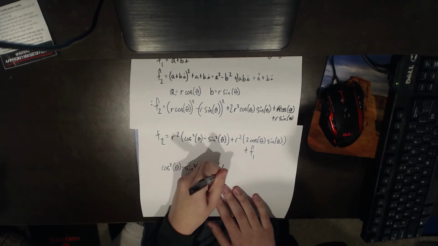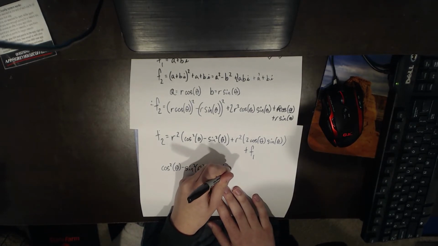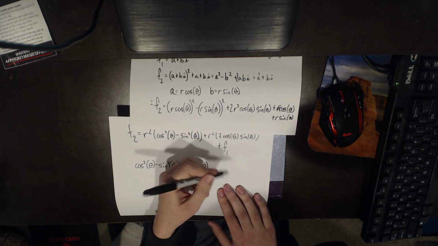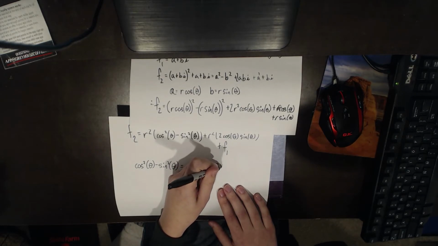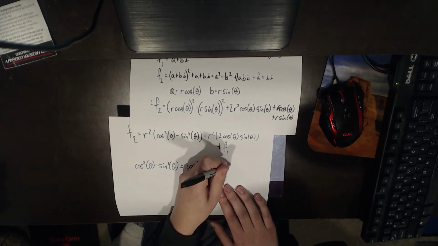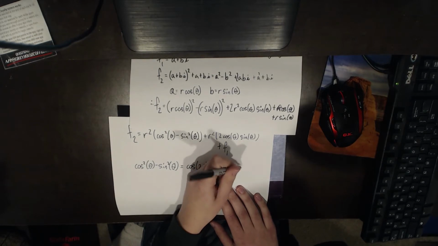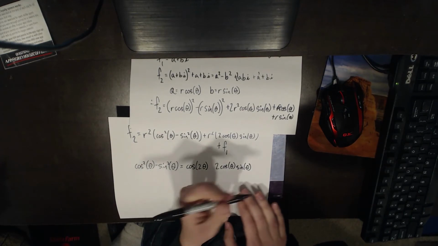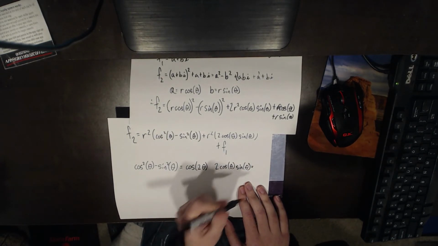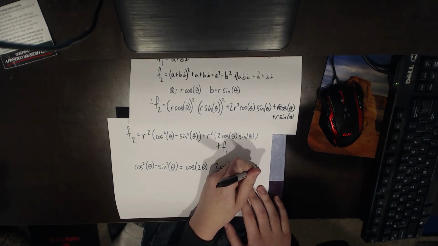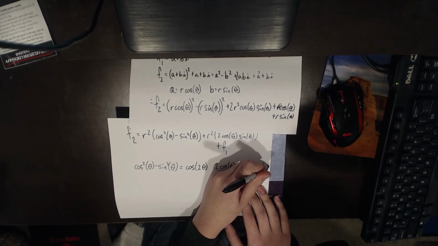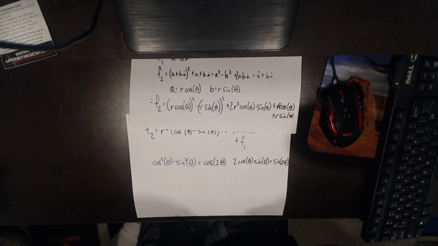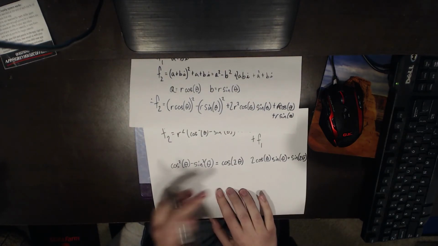Now, here's why I did the silly pairing. It's because the quantity of cosine squared theta minus sine squared theta is actually equal to, it is one of the double angle formulas for cosine of 2 theta, and then 2 cosine theta sine theta is the double angle formula for sine 2 theta.